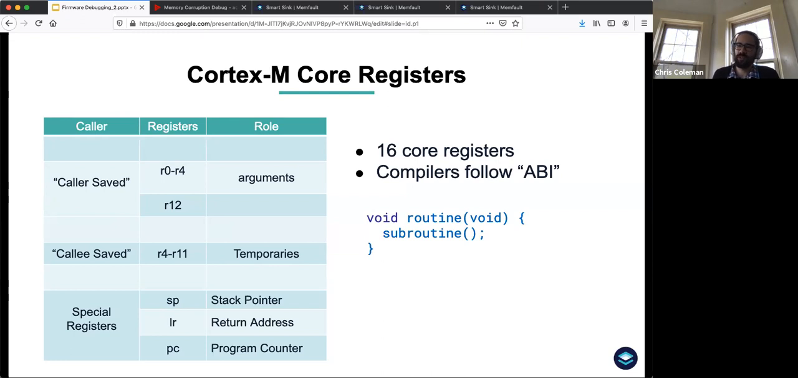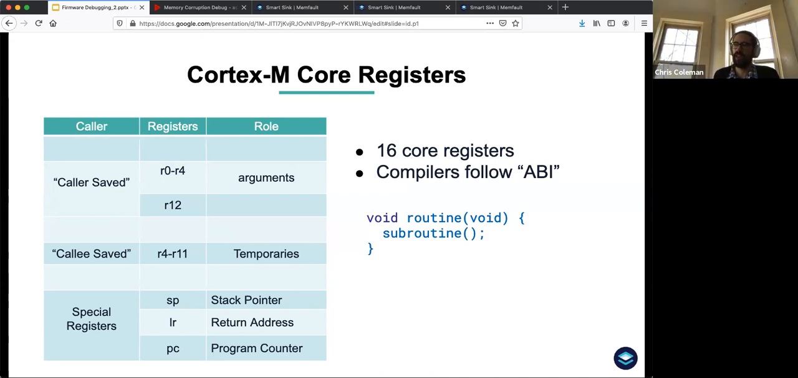And so there's three classes of registers. There's what are referred to as caller saved registers. These are registers that a routine must preserve if it expects them to survive across a call to a subroutine. And then there's callee saved registers.